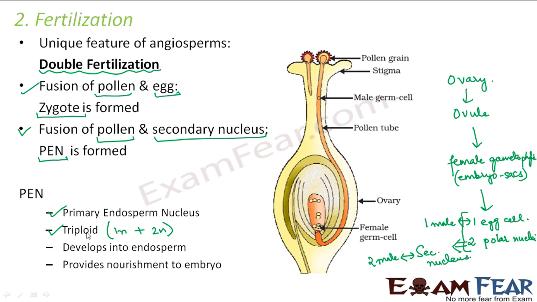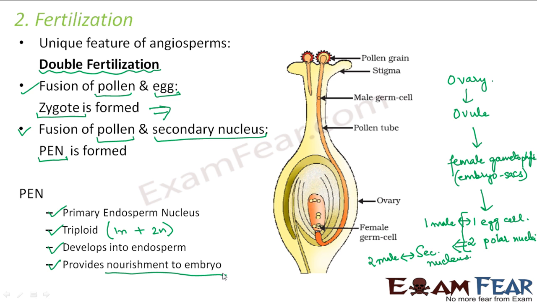So what is the purpose of this PEN? Now as the zygote matures, it will form the embryo and then it will form the new plant. And what happens to this PEN? This PEN will mature and develop into endosperm. The purpose of this endosperm is to provide nourishment to the embryo. So now you understand the process of fertilization which takes place inside angiosperms.